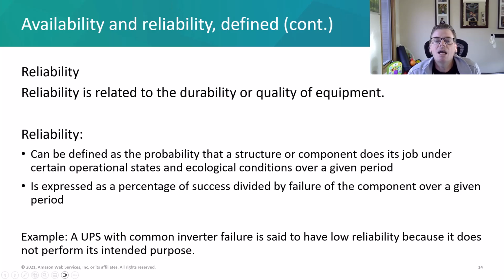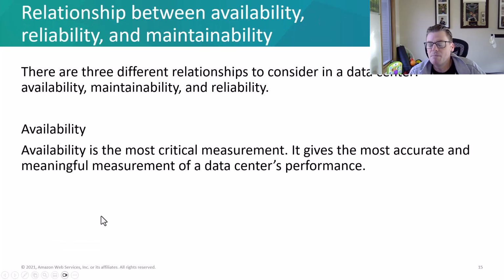All right, so reliability is the probability or the likelihood that some kind of component does its job even under certain operational states or conditions over a given period of time. It's usually expressed in documentation as a percentage of success divided by the failure of that component over a given period. The example they give is a UPS with a common inverter failure, which is said to have a low reliability because it doesn't perform as intended. So the reliability percentage will be lower on that because there's a known issue.